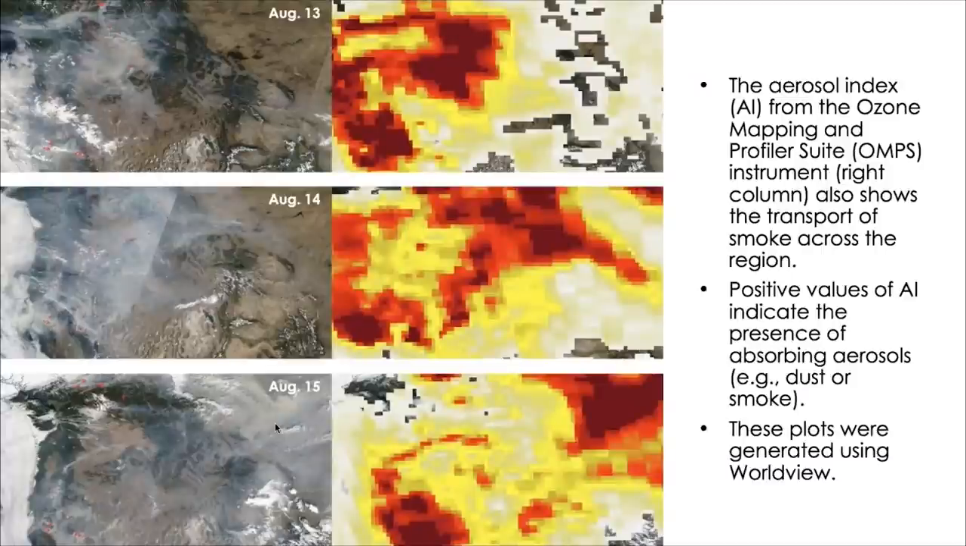Another way to see the smoke transport on these days is to look at the aerosol index, or AI, from the OMPS instrument. These images were created in the WorldView website, and the red colors show higher values of aerosol index. Aerosol index is a quantity that provides information on aerosol concentrations in the atmosphere. It is sensitive to absorbing aerosols and also depends on the height of the aerosol layer. The aerosol index in these images shows the eastward progression of the smoke between the 13th and 15th, consistent with the true color image. Next, we will use GEOS products to further explore this event.